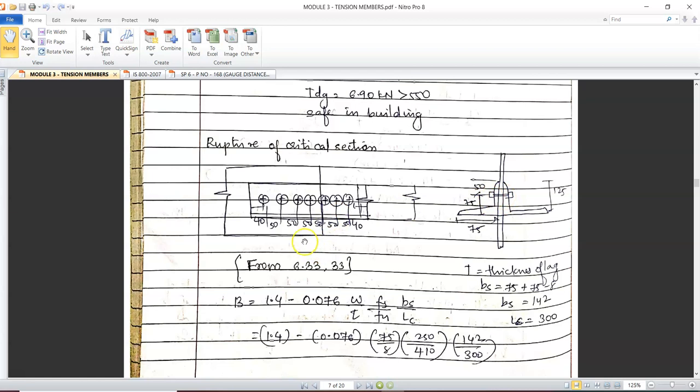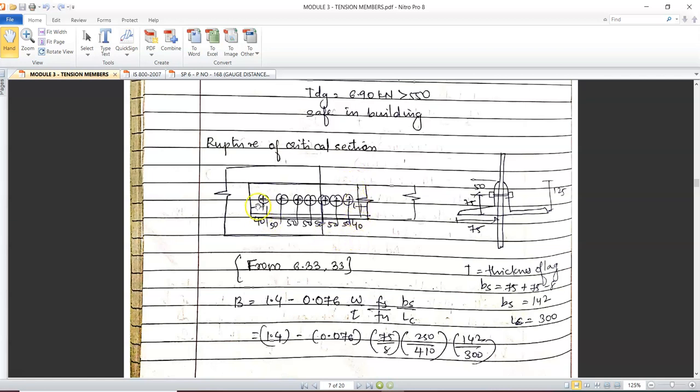The number of bolts required here are calculated already: 1, 2, 3, 4, 5, 6, 7. So we have to provide 7 bolts to connect the two angles, one angle here and one more angle at the back, to the gusset plate. The gusset plate should be drawn up to here. It should not be stopped here.